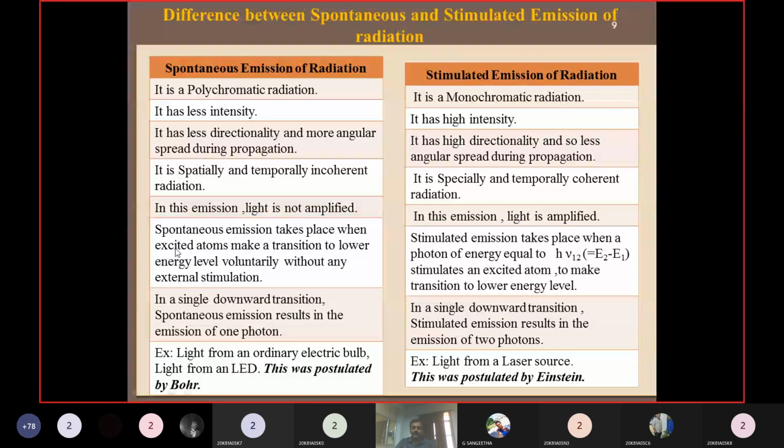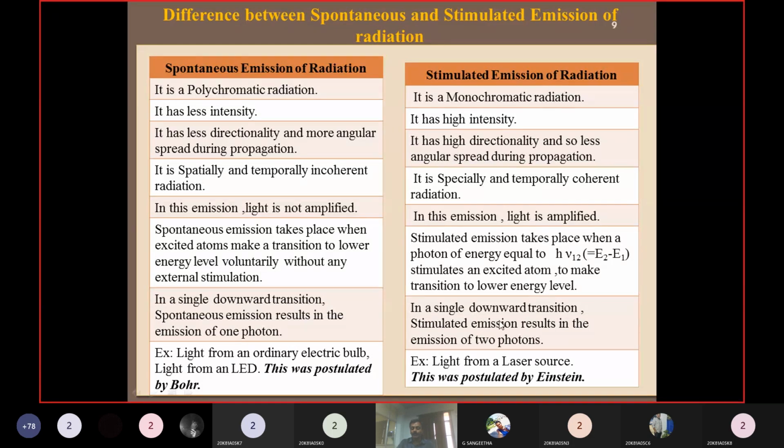Now going to the next point: in a single downward transition, spontaneous emission results in the emission of one photon. In spontaneous emission, we are not using any external photon. So if one electron comes from a higher energy state to a lower energy state, only one photon will be emitted.